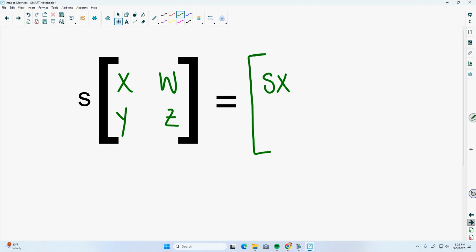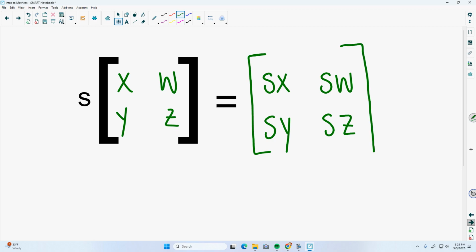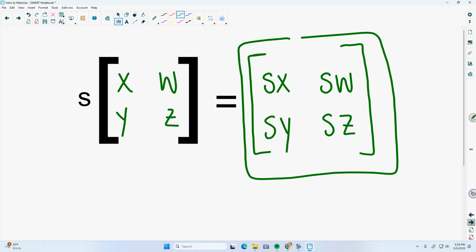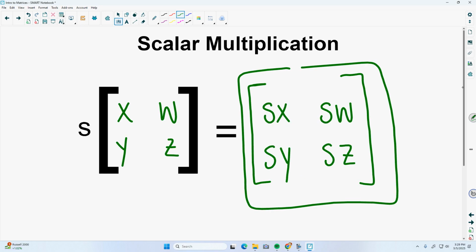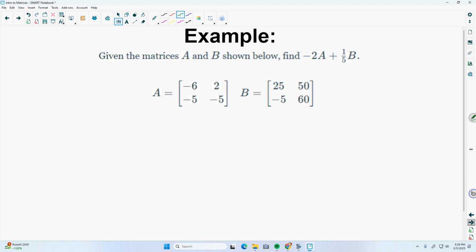Okay, so we probably have numbers here, but we could have variables. After we multiply that scalar in, we'd be looking at something like this. Okay, so it still stays a 2 by 2. We just want to make sure that every element gets multiplied by that S with that scalar multiplication.